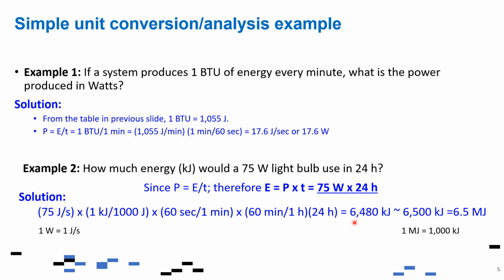So the answer is 6,480 kilojoules, or rounded off into 6,500 kilojoules or 6.5 megajoules, because 1 megajoule is 1,000 kilojoules. So that's the final answer, because they are asking for kilojoules in units.